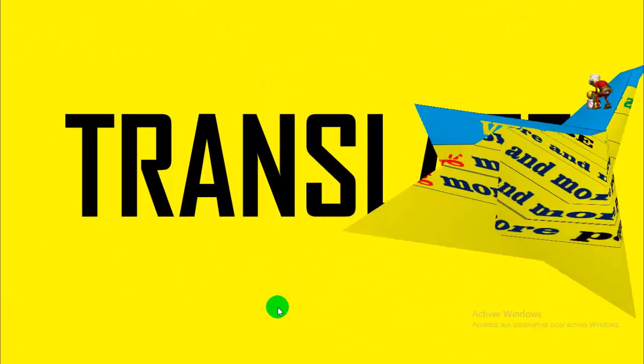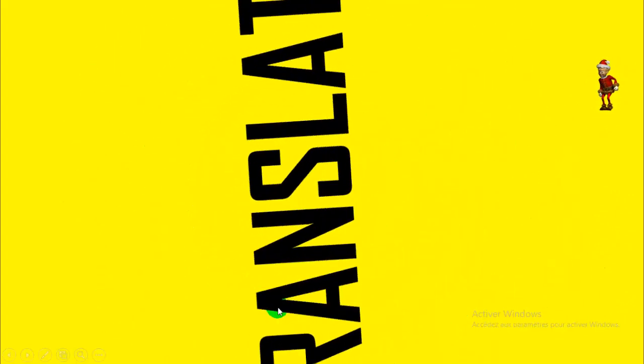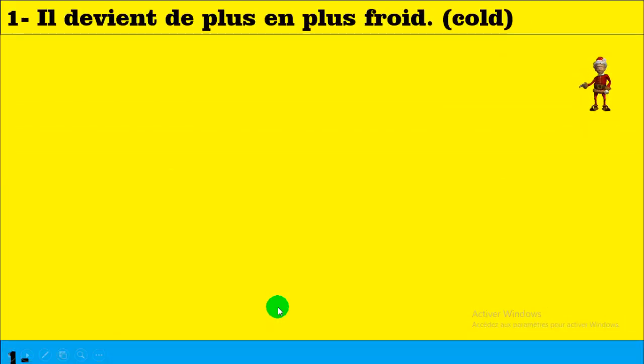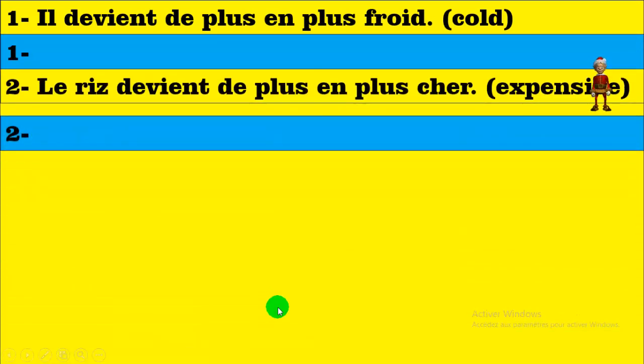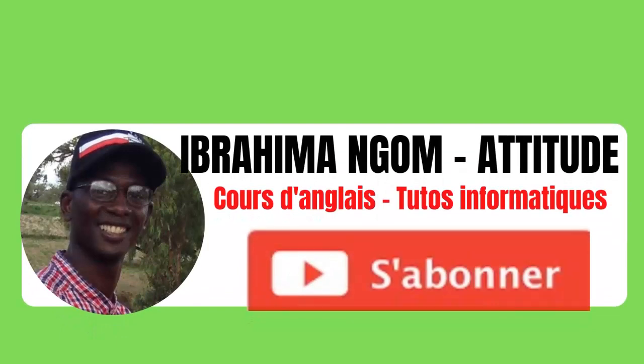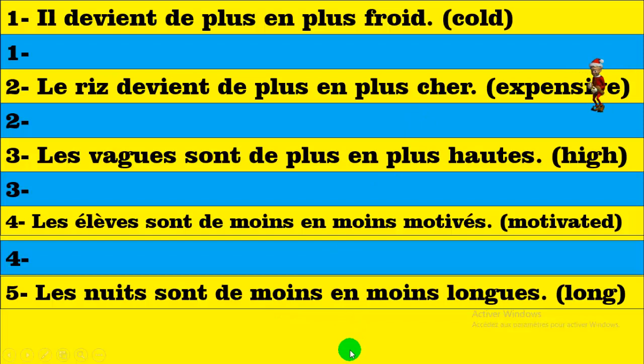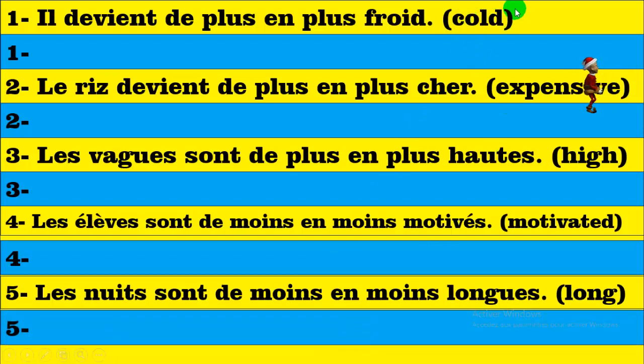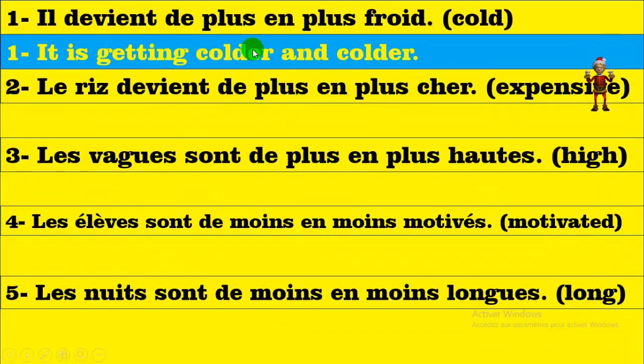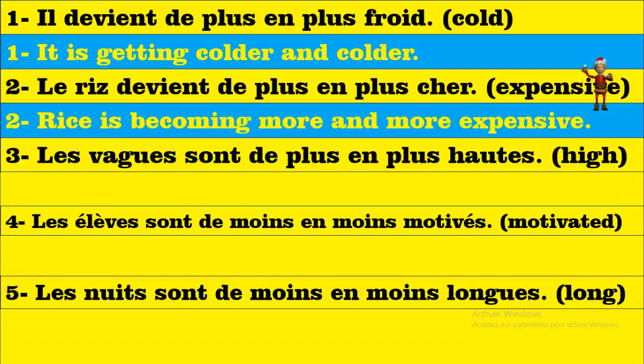Translate the following sentence. Traduire les phrases suivantes. Prenez un stylo, un crayon et traduisez les phrases suivantes rapidement. And here I have given you the meaning of the adjectives: cold, expensive, high, motivated, long. Il devient de plus en plus froid. It is getting cold and cold. De plus en plus froid. Cold, short adjective, cold and cold. Expensive, long adjective. Rice is becoming more and more expensive.